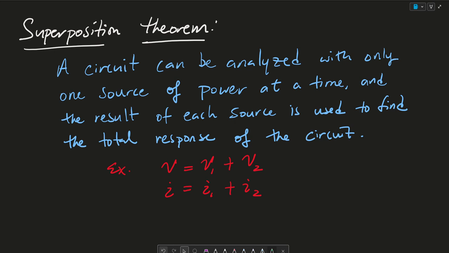For example, if we want to find V at a certain node, we first find V1, where only source A is on and source B is off. And then we find V2 independently, where V source B is on and V source A is off. And then we add those two results together to find our V total. This will become more apparent in the examples that we do, but we can do the same thing for currents as well. Same principles apply.